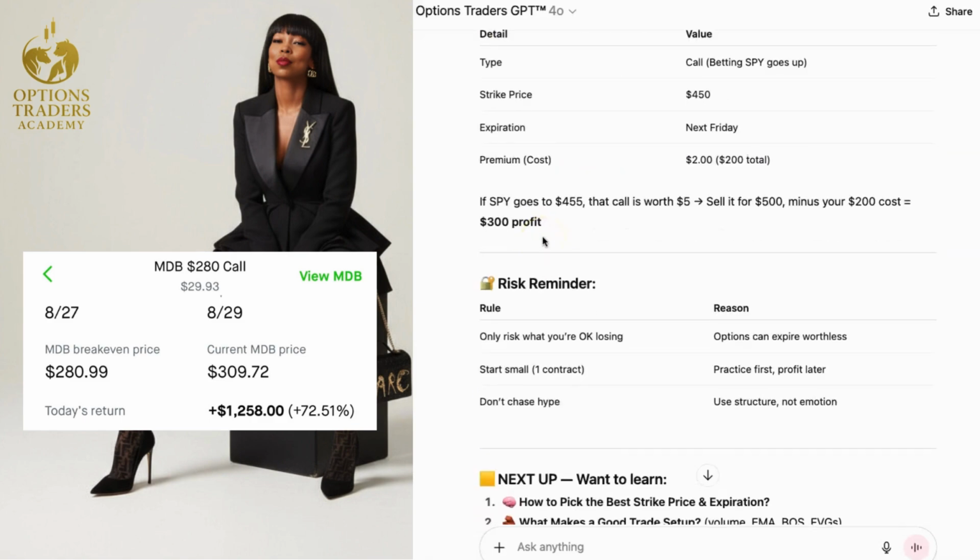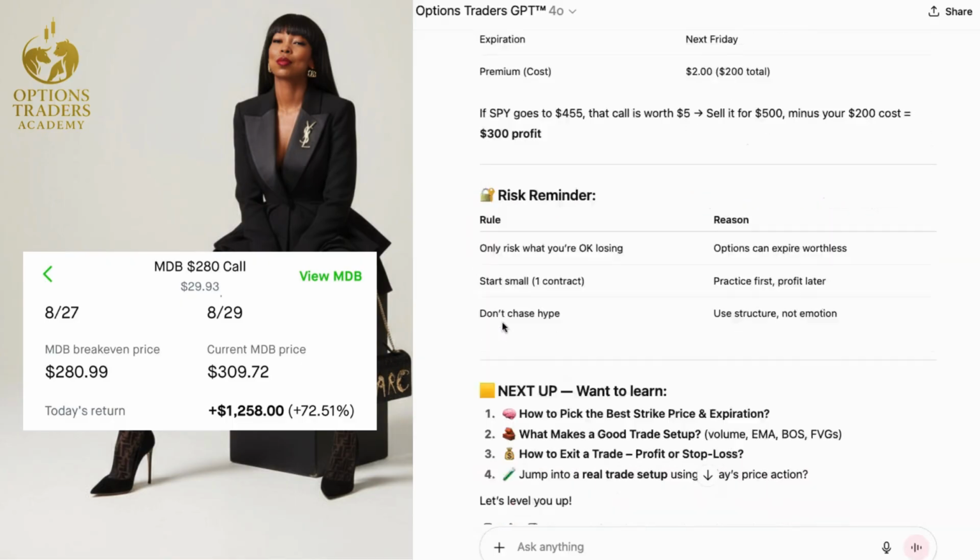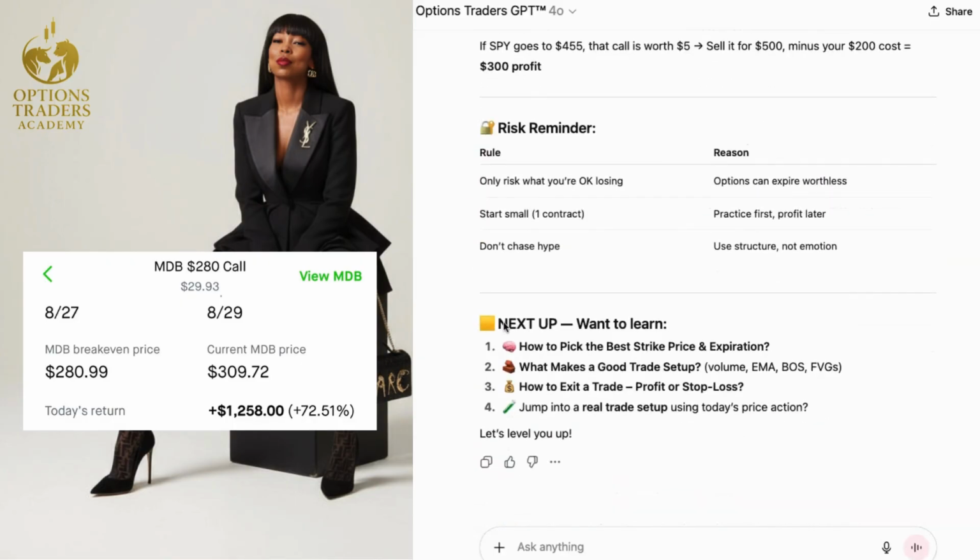Now, an example scenario would be your call. You're betting on SPY that goes up. The contract strike price is 450. You have an expiration for next Friday, and it costs $200. Okay, so if SPY goes to 455, that call is worth $5. Sell it for 500 minus your 200 cost equals $300 profit. It's literally that simple, you guys. Okay, don't make it more complicated than what it is.